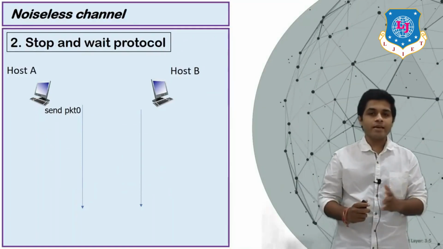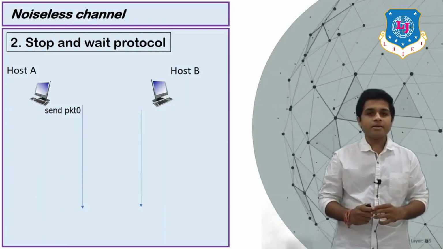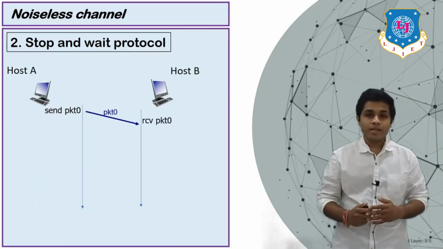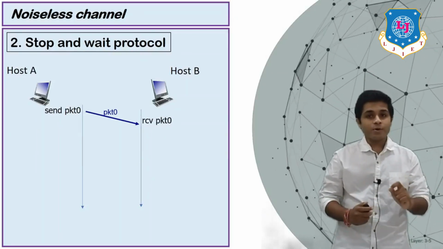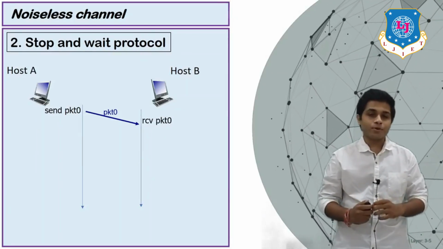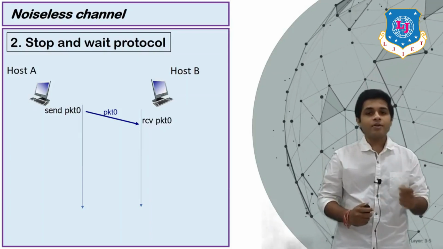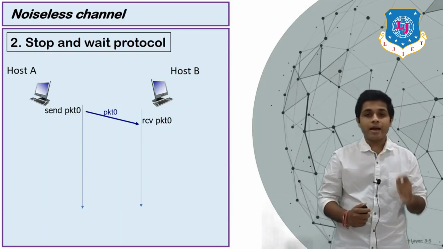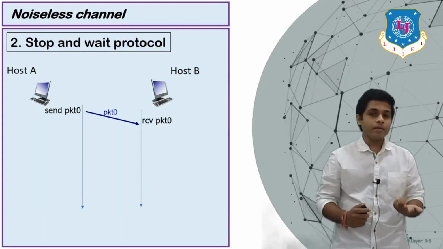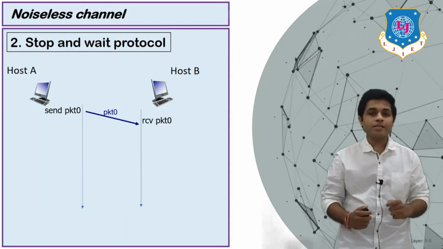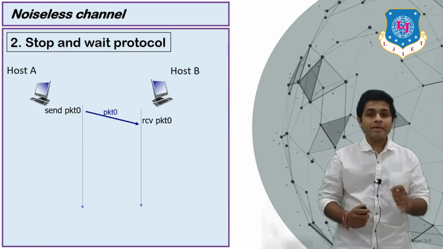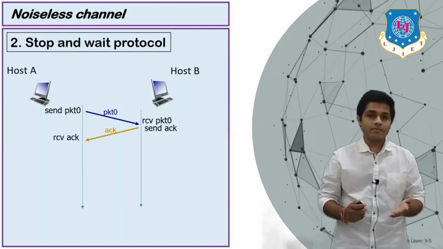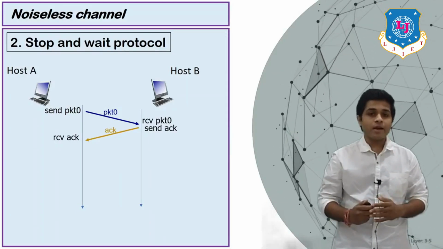Again, two devices A and B. A has sent the message packet 0 and B has received packet 0. Now the stop and wait protocol is a bidirectional protocol. It means that after receiving the packet, the receiver will inform the sender that it has received the packet. And how will it inform? It will inform using an acknowledgement. So B has received packet 0, it will send the acknowledgement to A. So A will receive the acknowledgement.